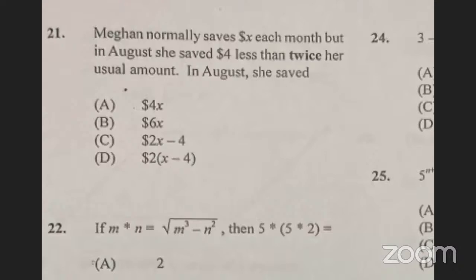So Megan normally saves x dollars each month, but in August she saves $4 less than twice her usual amount. So she normally saves x, but in August she saved $4 less than twice her usual amount. So that's 2x minus 4.